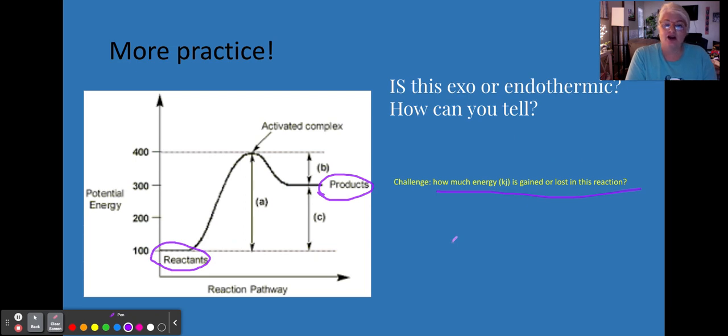Now the question asks, here's a challenge question, how many kilojoules are gained or lost in this reaction? So you're going to start here, here's my products, it's at about 300. My reactants are at 100. So I have gained 200 kilojoules of energy. That is what I'm taking from the surrounding environment. So that's how cold it's going to feel.